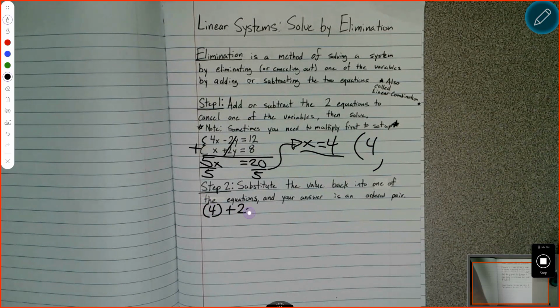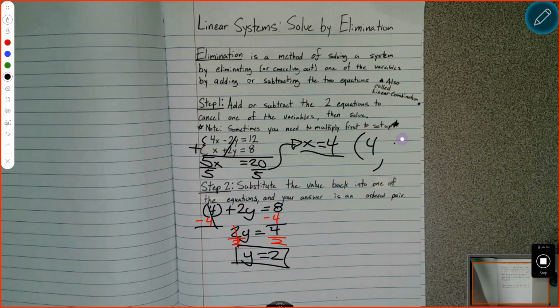So I'm going to write 4, because I substituted x for 4, plus 2y equals 8. What's my first step going to be? We're going to subtract 4 on both sides. So I'm going to do -4, -4. This is going to cancel, and I'm left with 2y equals 4. What's my next step going to be? Divide both sides by 2. The coefficient of y cancels, and I'm left with y equals 2.